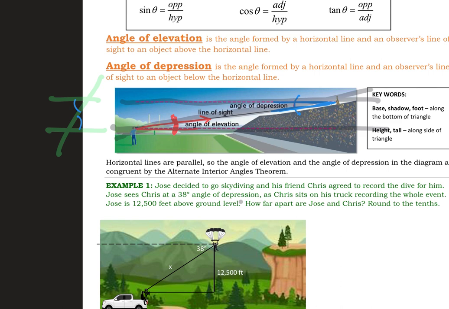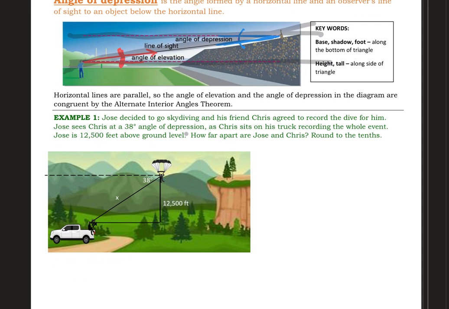Interiors, alternating interiors, good. These are alternating interior angles, which means that when the lines are parallel, and the lines have to be parallel because we're always looking at it in regards to a horizontal line going straight across, these are always going to be congruent. So I want you to underline that the angle of elevation and the angle of depression are congruent by alternating interior angles. They're always going to be equal. So my recommendation is, if you have an angle of depression, move it to elevation, because you never know which one is going to be helpful.